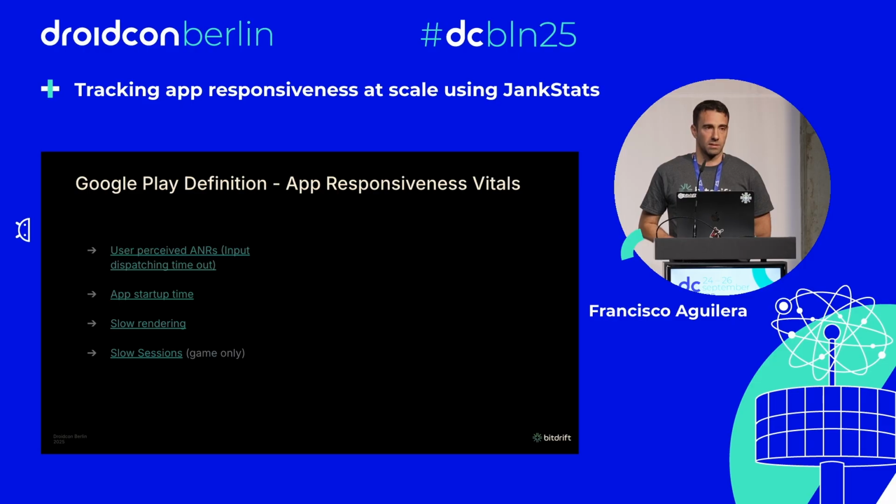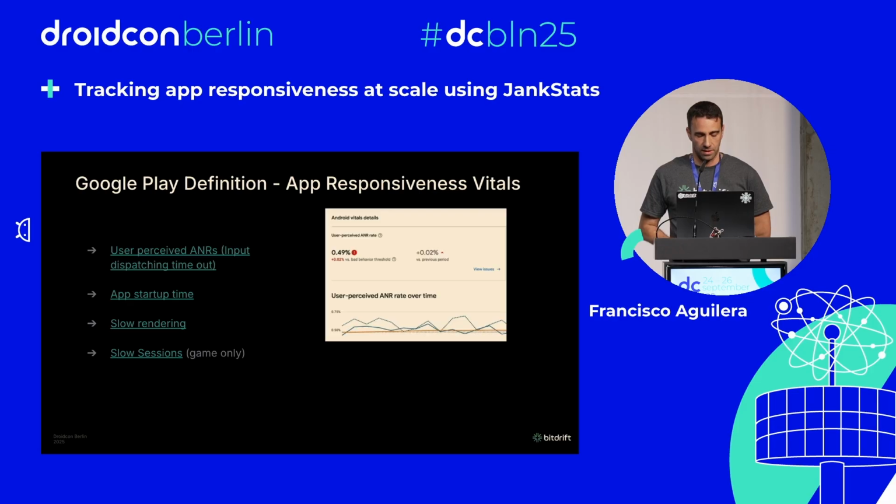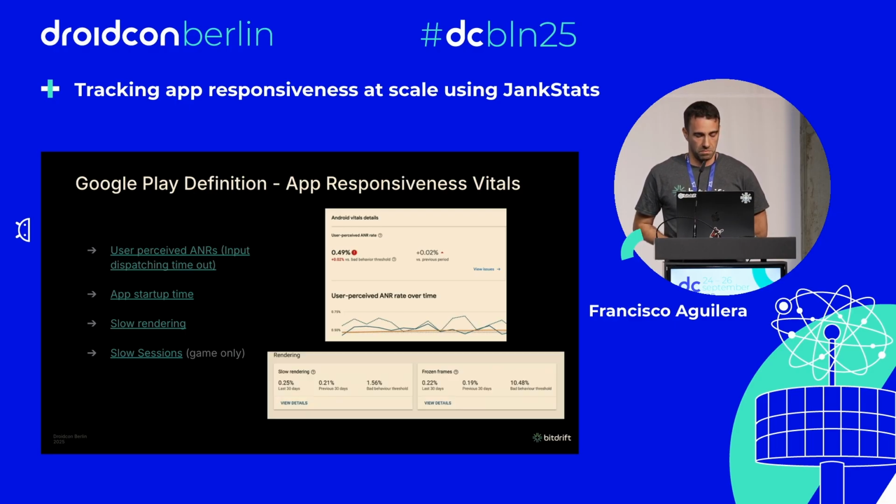And this is another one I just found yesterday: slow sessions for games. That's a metric I haven't used personally, but that's a definition there. By the way, for the user perceived ANR rate, the recommended threshold for Play is 0.47 of daily sessions. And there are others like this, slow rendering and frozen frames. So how can we comply with what Google Play tells us? How can we make sure our application is responsive?